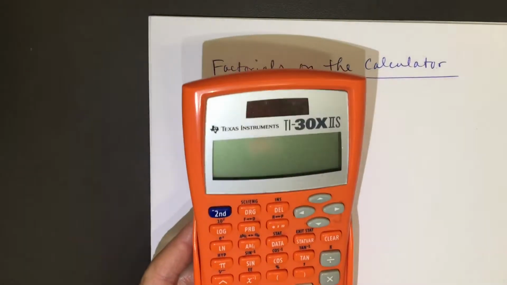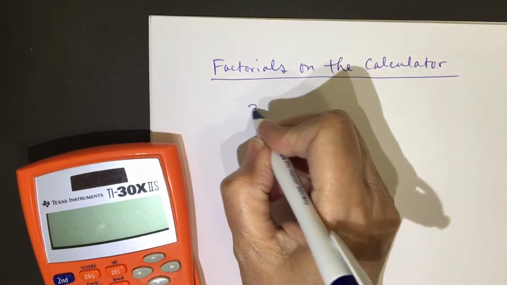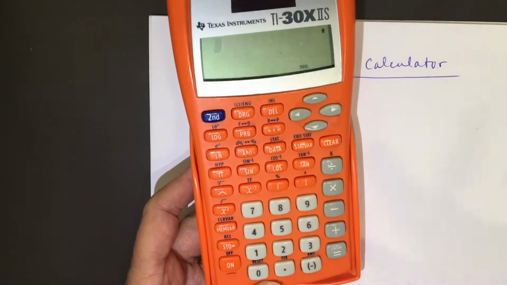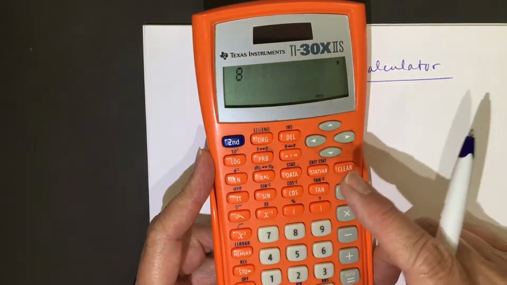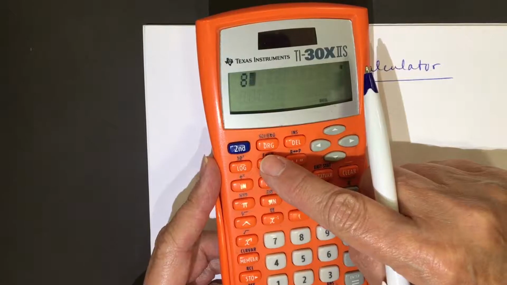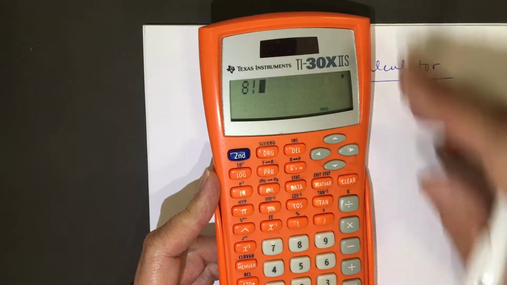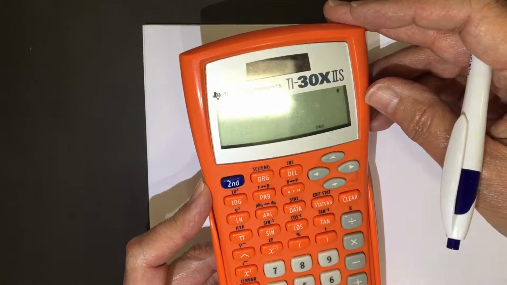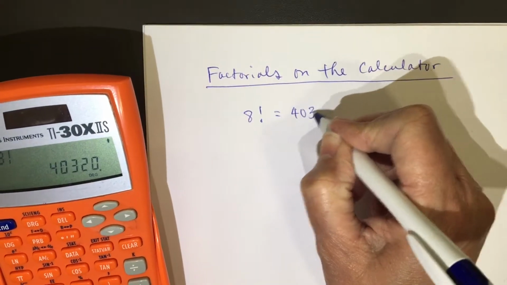So my calculator has a factorial key. If I want to do 8 factorial, I can go with the calculator, type in the 8, and then press PRB, underline the factorial, and press equals. So now in the display I have 8 factorial. Press equals again for that calculation. 8 factorial is 40,320.